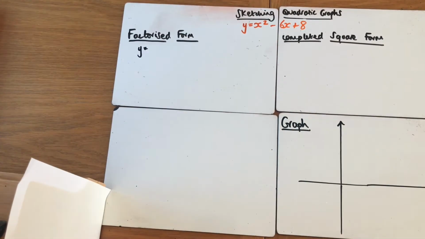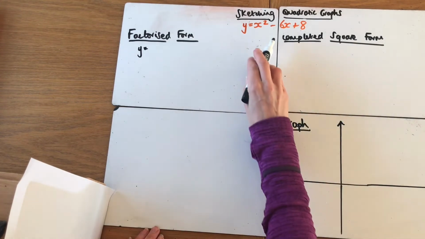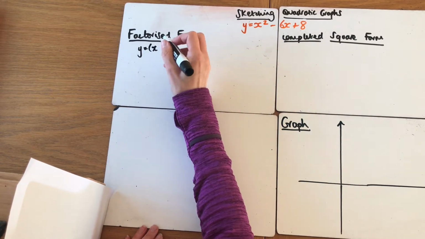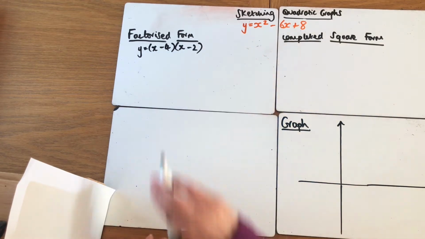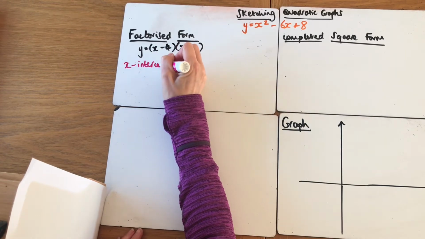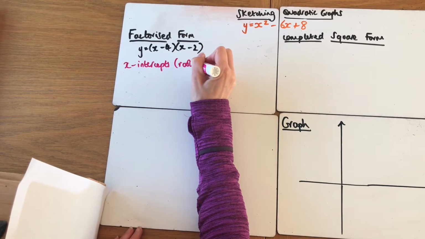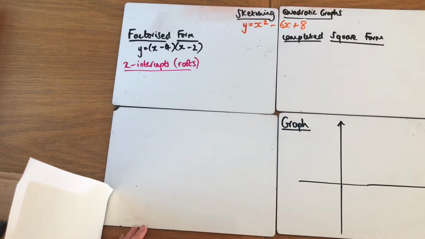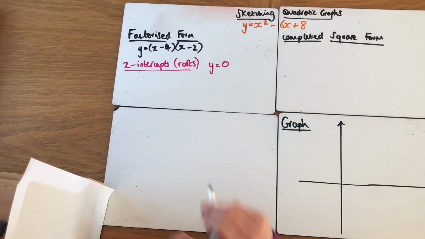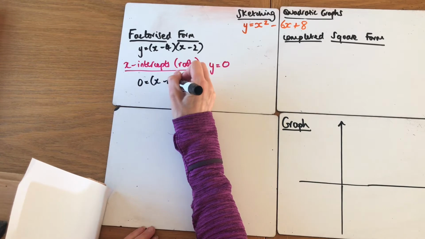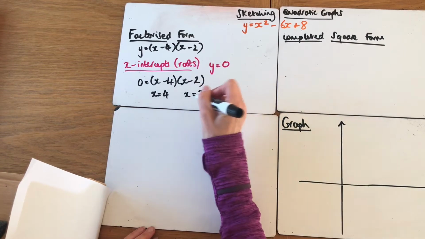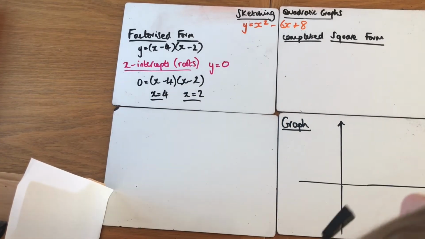So I'm starting with the graph y equals x squared minus 6x plus 8. If we factorise that, we're going to get (x minus 4)(x minus 2). This form gives us the x-intercepts, and if you remember, they are also sometimes called the roots. Why do they give us the x-intercepts? Because the x-intercepts are on the x-axis, and on the x-axis y equals 0. So if we put y equal to 0, we have a quadratic equation which we can solve, which gives us x equals 4 or x equals 2. So they are the x-intercepts of the graph.